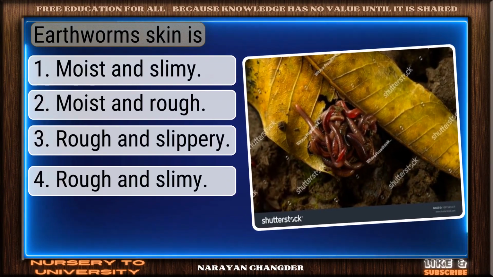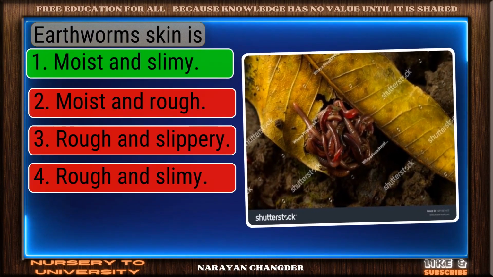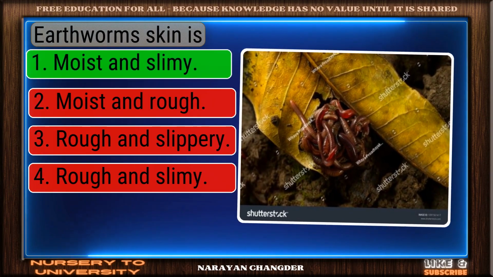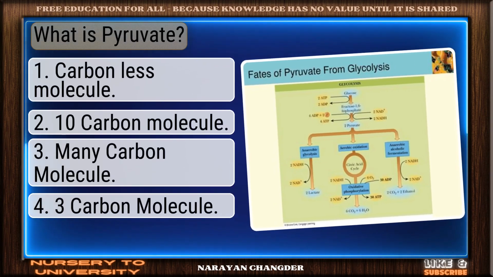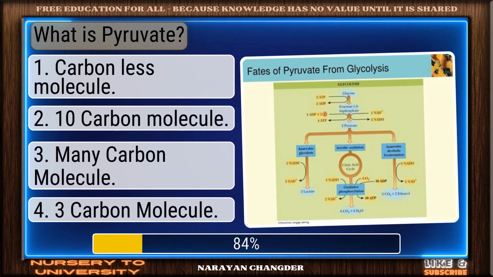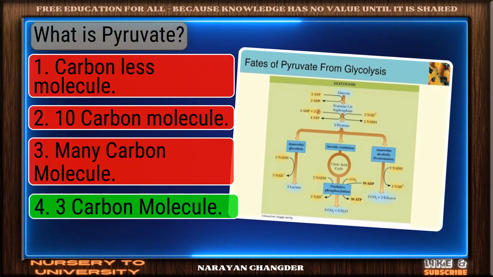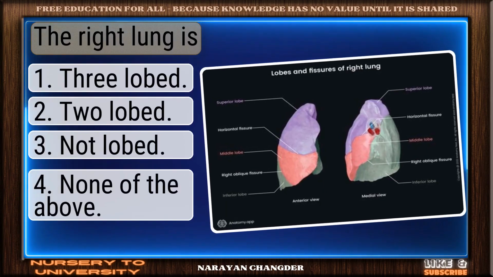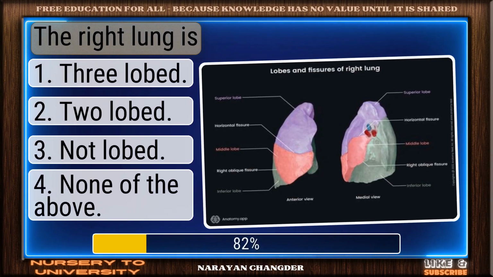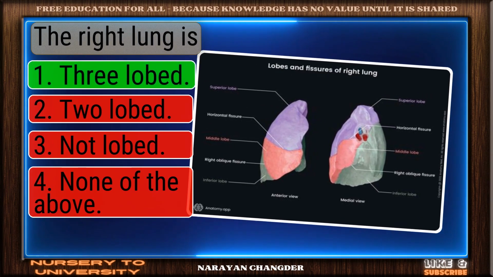Question number 289. Earthworm's skin is? Well reasoned. Moist and slimy is the correct choice. Question number 290. What is pyruvate? Excellent choice. 3-carbon molecule is the right answer. Question number 291. The right lung is? Correct response. 3-lobed is the most accurate answer.